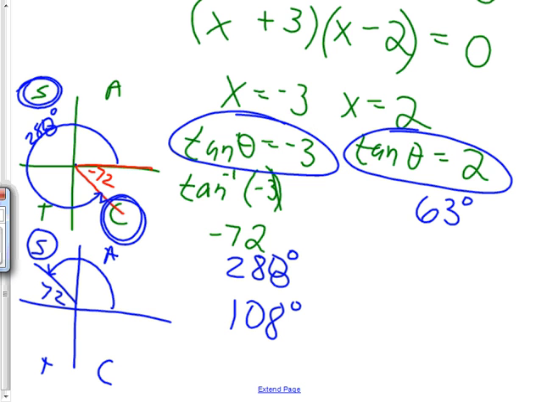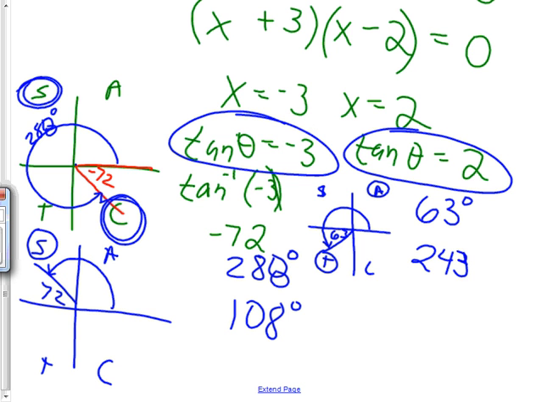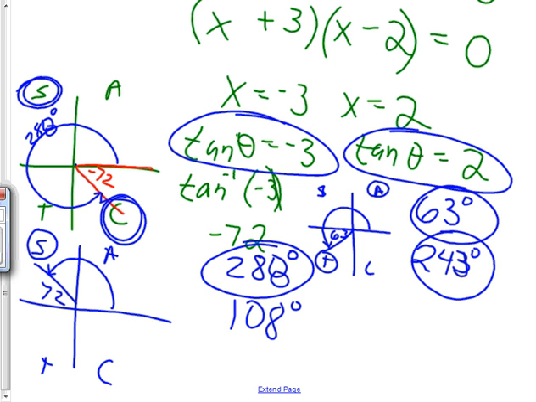And then where's the other place where tangent is positive besides in the first quadrant, all students take calc? This one was the spot I just did. The other spot where tangent is positive is down here, and this would be a 63-degree angle. So I take 180 plus the 63, makes a total of 243 degrees. All right, so final answer, 4 answers.